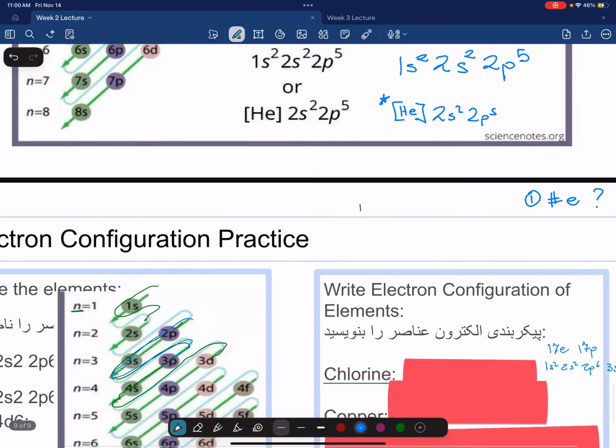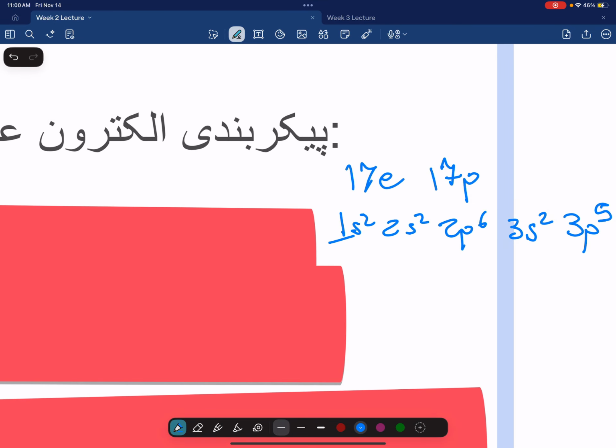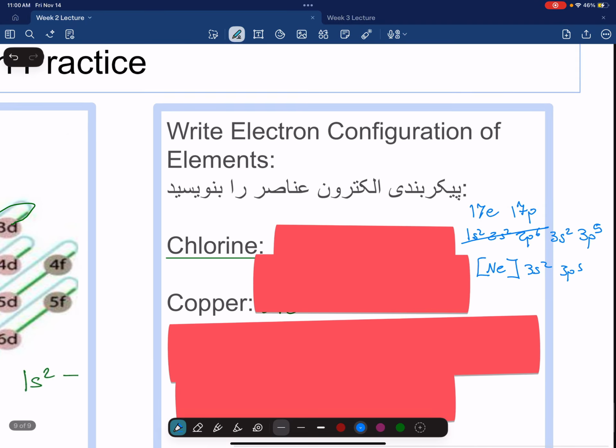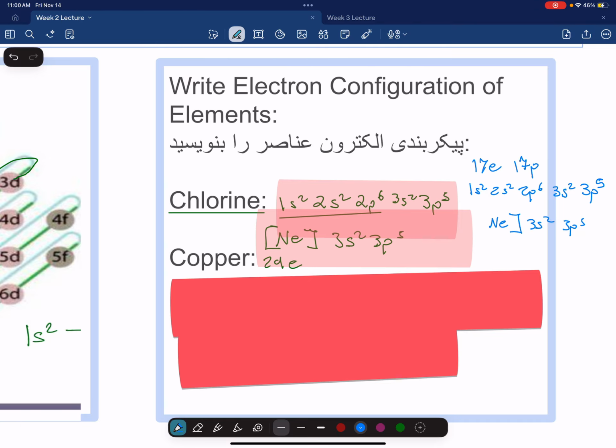So to represent and simplify our answer, we can just write neon, and then we can write 3s2 and then 3p5. So if we were to look over here at our answer, that is the same answer. So we got that one correct.